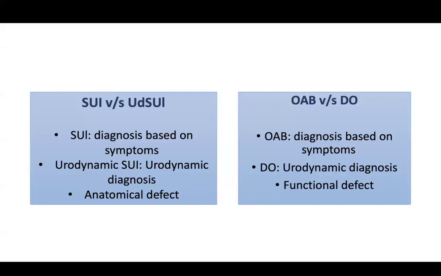And what is the difference between stress incontinence and urodynamic stress incontinence? Stress incontinence is a symptom-based diagnosis, and urodynamic stress incontinence is a urodynamic diagnosis. And what is the difference between OAB and detrusor overactivity? The symptoms are what happen in stress incontinence.